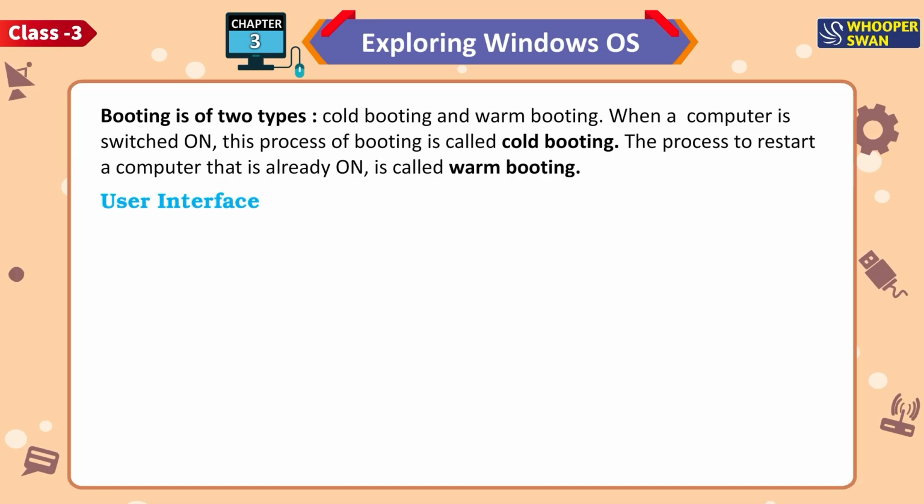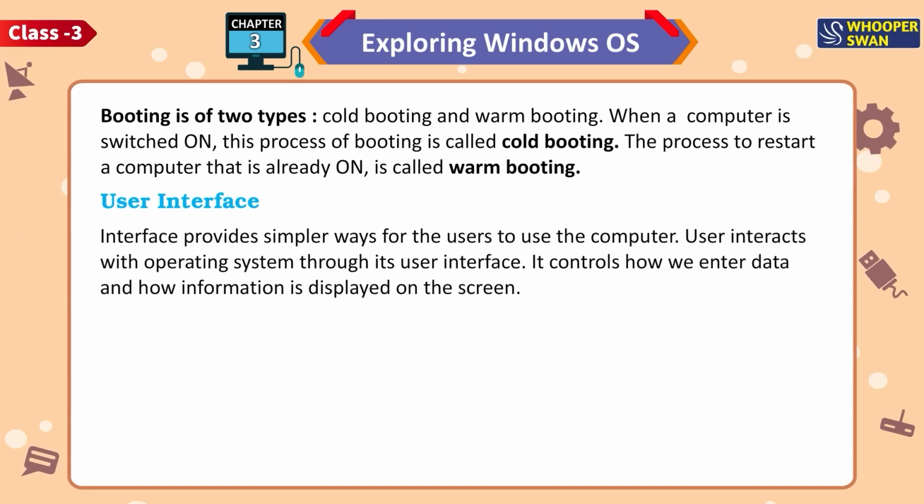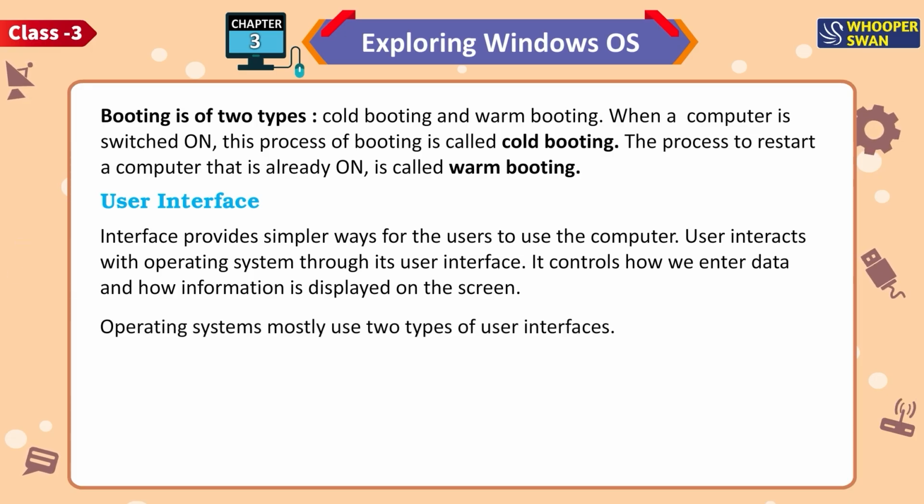User interface. Interface provides simpler ways for the users to use the computer. User interacts with operating system through its user interface. It controls how we enter data and how information is displayed on the screen. Operating systems mostly use two types of user interfaces. Let us study about them.